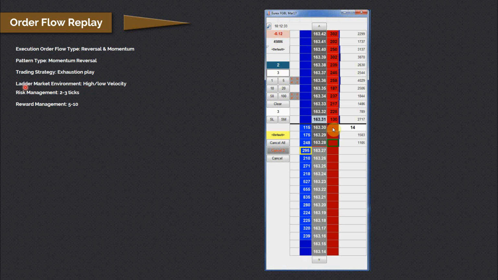You have 2 to 3 tick risk management, and your reward can be, say, 5 to 10 ticks. You're not looking for a complete change in trend or dynamic of the market, but you're looking to catch people when the move is overdone, people who are still committed to that blowout move. So anyway, guys, let's get straight into the ladder and get myself playing for you.